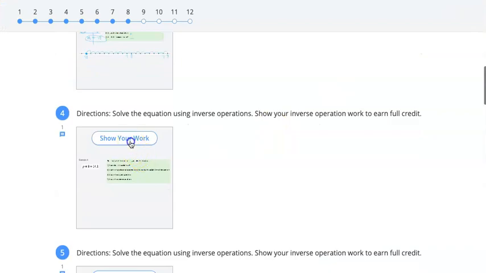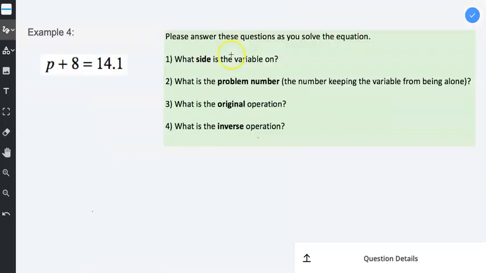Let's take a look at example 4. What side is the variable on? The variable is on the left side. P is the variable, it's on the left side. What is the problem number? The number keeping the variable from being alone. Well, the number that's keeping it from being alone is this 8, because the 8 is on the left with the P. So that's the issue. That's what we're trying to get rid of.